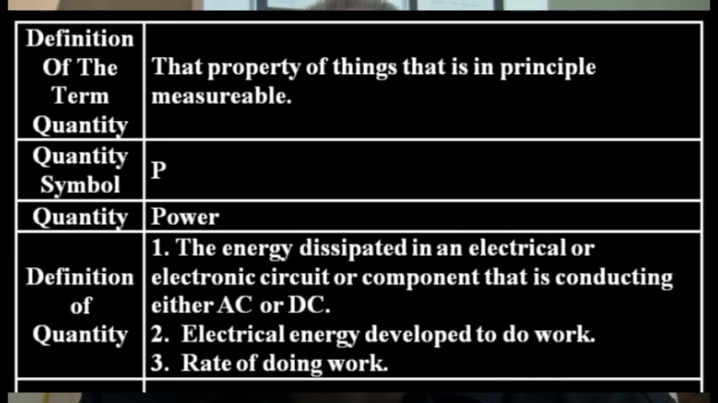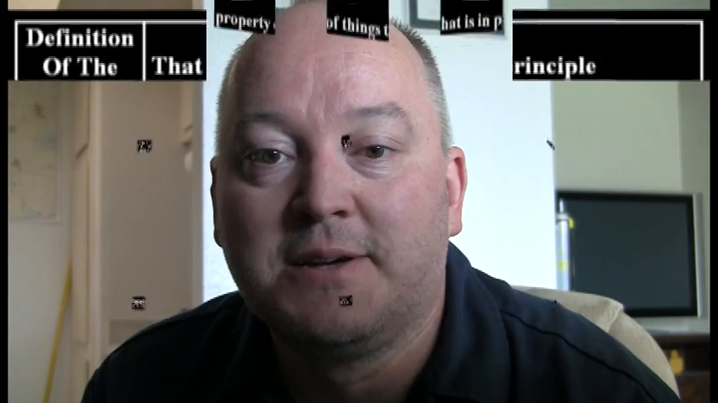So let's go through the definitions of the quantity power. The energy dissipated in an electrical or electronic circuit or component that is conducting either AC or DC. You can see how stupid that sounds, how pointless that is. That's because they don't understand the definitions of what a quantity and unit is. So the electrical energy developed to do work, that's pointless. That's more of that hydraulic nonsense with the pressure in the hydraulic system. Rate of doing work, yeah, kind of. Anyway, again, it's really oversimplified.